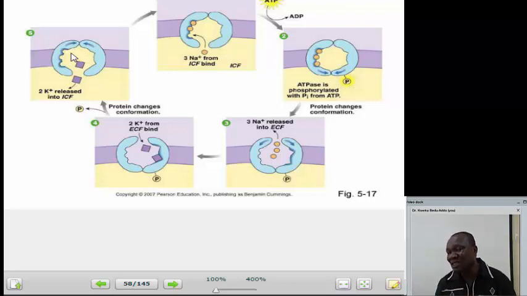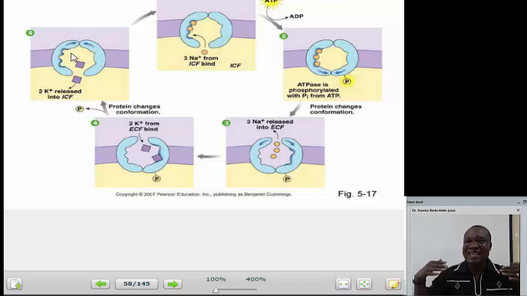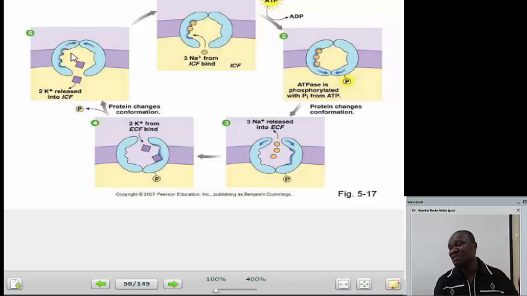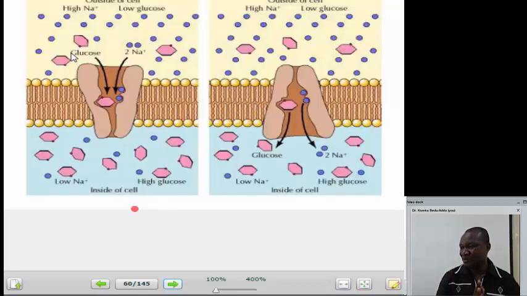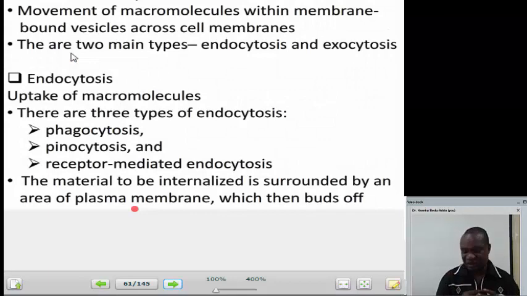A symport is where the transporter is moving the two particles in the same direction, like we saw with the sodium glucose transporter. And an antiport will be moving the particles in opposite directions, like we saw with the sodium potassium ATPase. It moves out sodium and brings in potassium. So it's an antiport. Good. So that is our active transport.